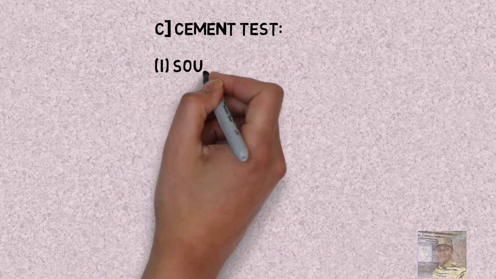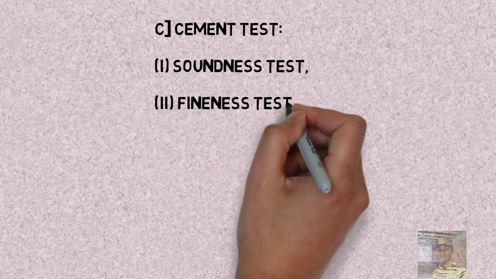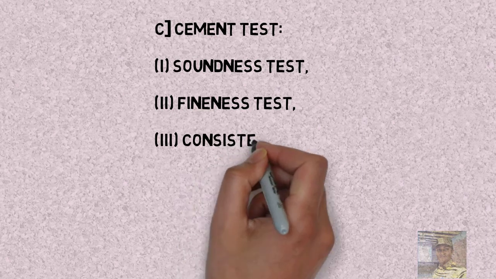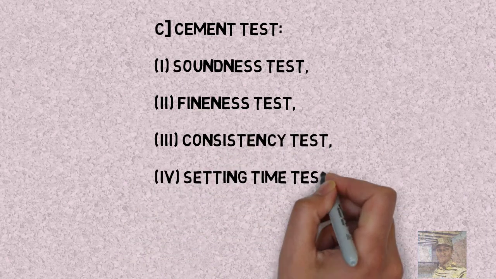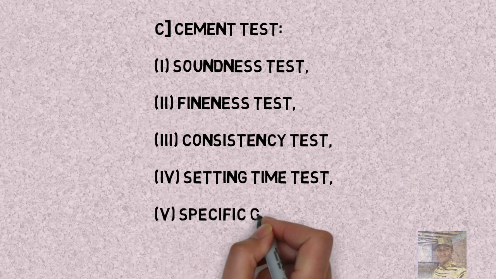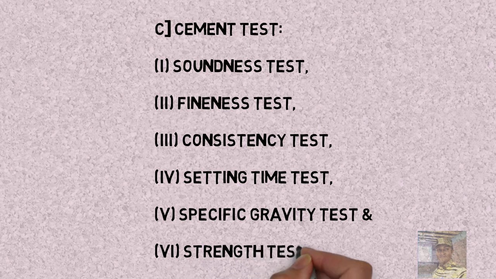Cement test. The following tests are conducted on cement in the laboratory: soundness test, fineness test, consistency test, setting time test, specific gravity test, and strength test.